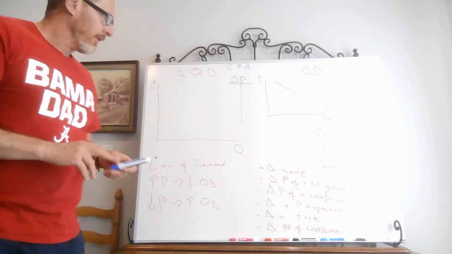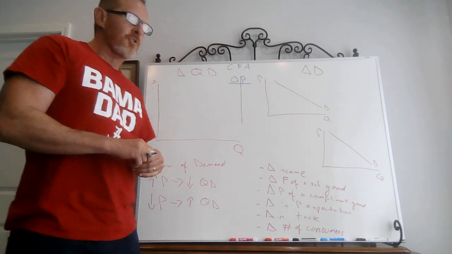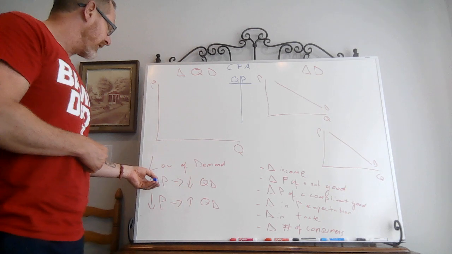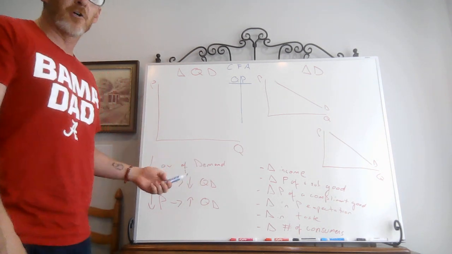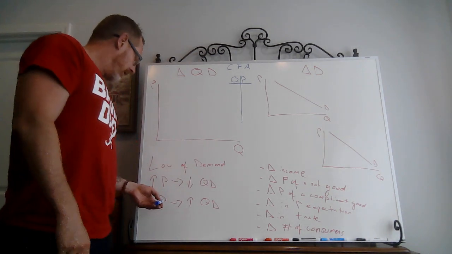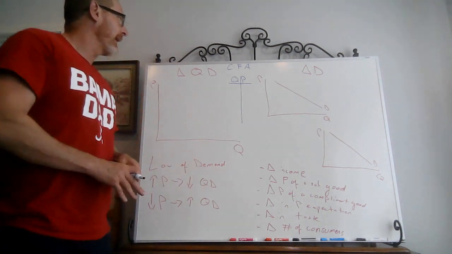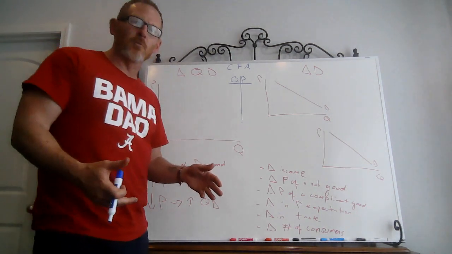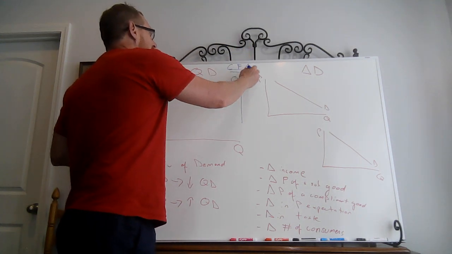We're going to talk about the law of demand, and then I'm going to grab some stuff and talk about it. So the law of demand just means an increase in price leads to a decrease in quantity demanded. So the higher the price, the less you want to buy, but the lower the price, the more you want to buy, assuming it's a normal good.